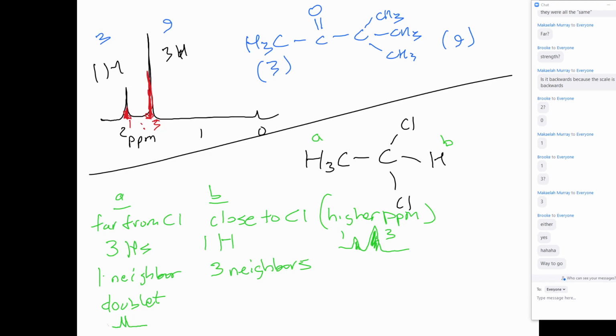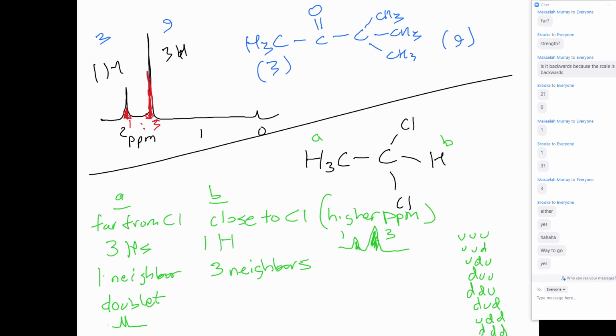Okay. For this one with 3 neighbors, this is going to be a little bit tricky, but help me with probability. When I have 3 neighbors, is it possible that they're all up, up, up, spin up, spin up, spin up? Is it possible up, up, down, down, up, down, up, up, down, down, up, down, up, down, down, and down, down, down? Dang. Is that way too many things to consider?